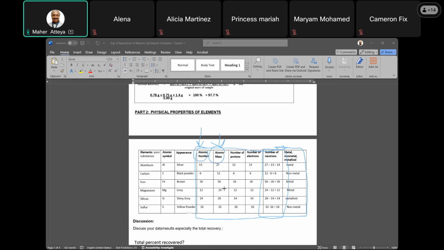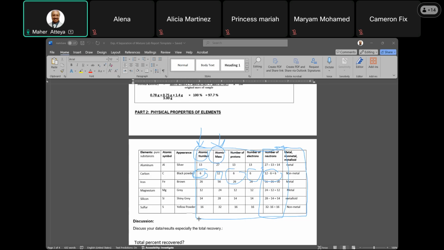Everybody's following? Now, the atomic number is the number of electrons and equal to the number of protons, because the atom is not charged, correct? So, for example, let's pick carbon. Carbon's atomic number is 6. Atomic mass is 12. The subtraction leaves the number of neutrons: 12 minus 6, 6. How about the number of electrons and protons? Atomic number equals number of protons equals number of electrons: 6, 6, 6. No change.